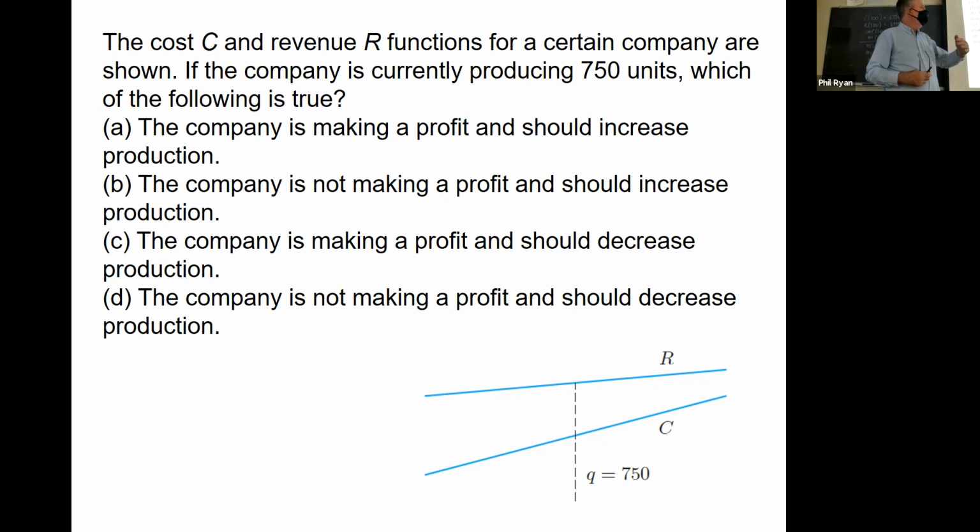Whereas if marginal cost is greater than marginal revenue, that means by increasing production, you're going to reduce profit. We can see that right here, right? So if we go this way, R is greater than C, but by a lesser amount. Whereas if we decrease, we increase profit.